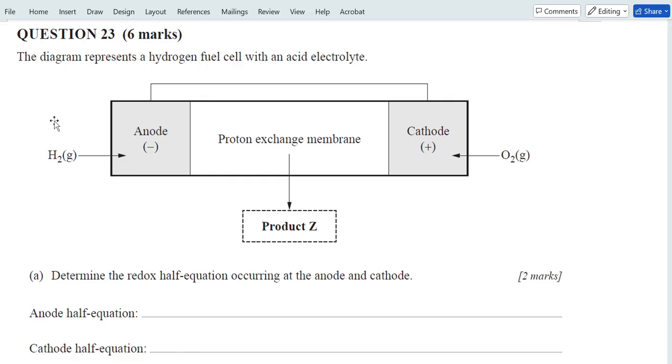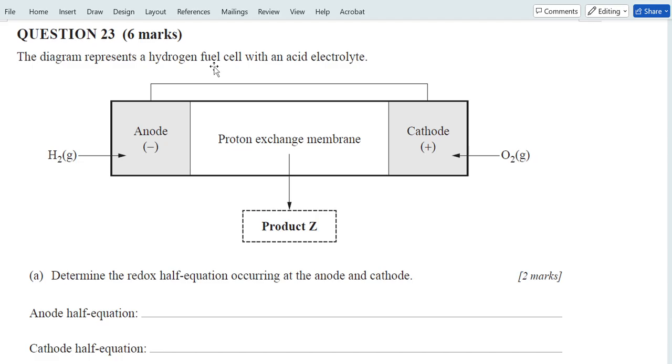This is a question that you're probably already familiar with, but let's go over it again because it covers two key elements. It covers the fuel cells from Unit 4 and also covers electrolysis from Unit 3.